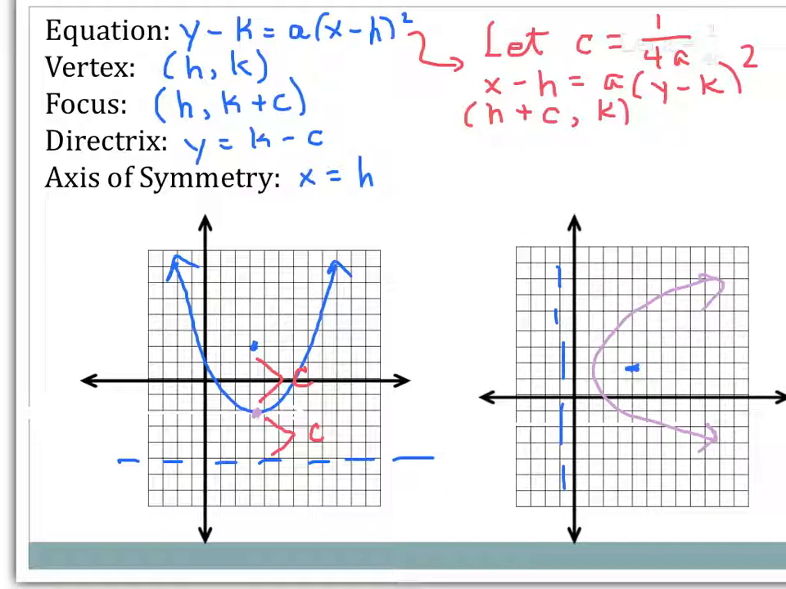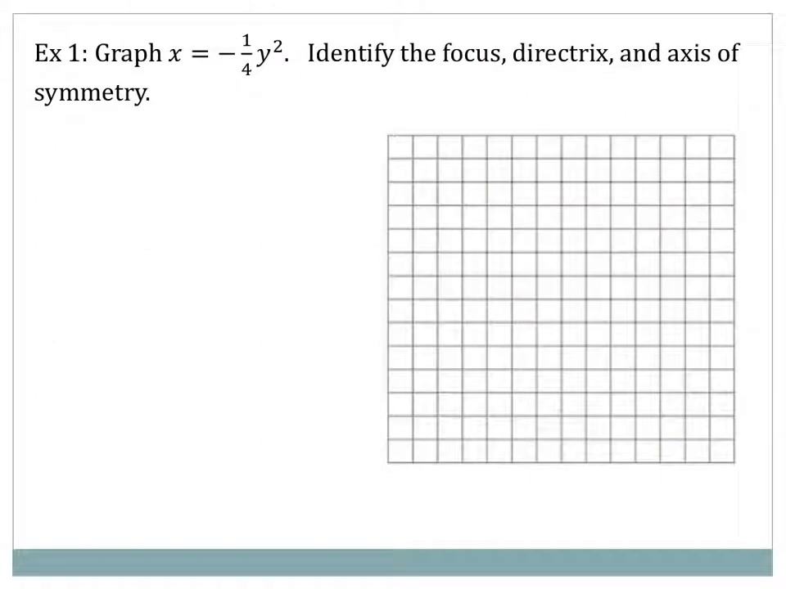Now if it opens the other direction and a happens to be negative, then c will be negative and everything will be flipped over. And your directrix here is going to be x equals h minus c. And then the axis of symmetry is y equals k. Now these are a lot easier to find if you graph them first and then figure out all of these values. Okay, so let's graph these.